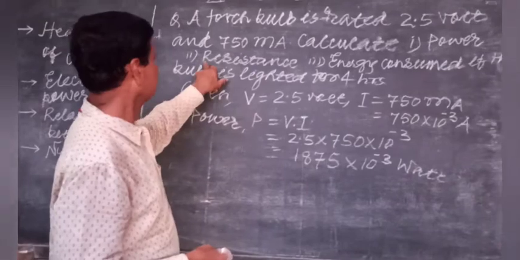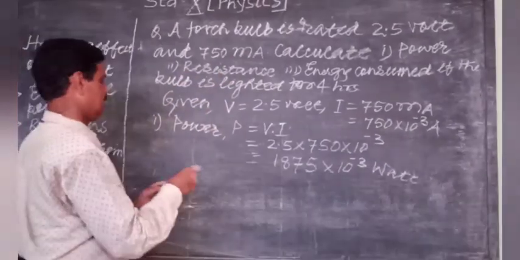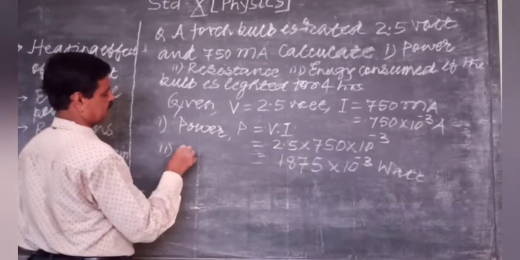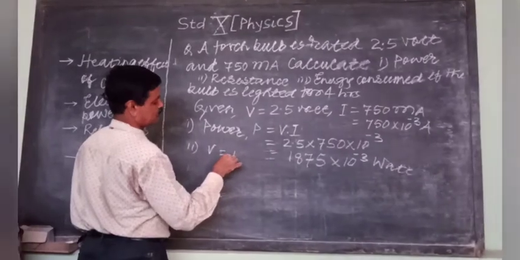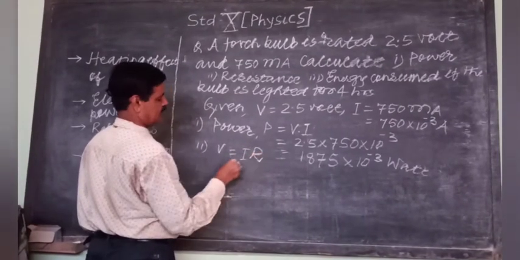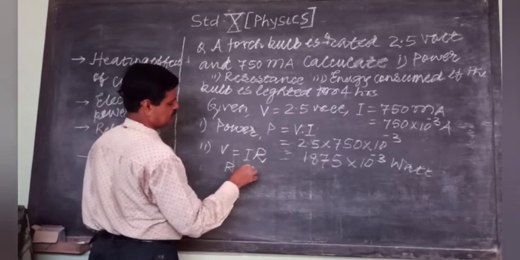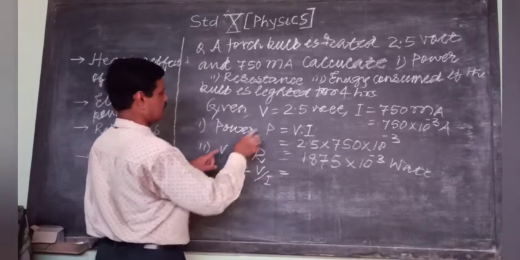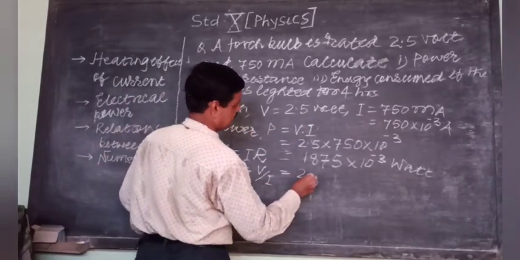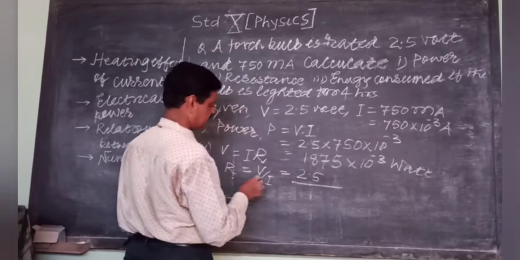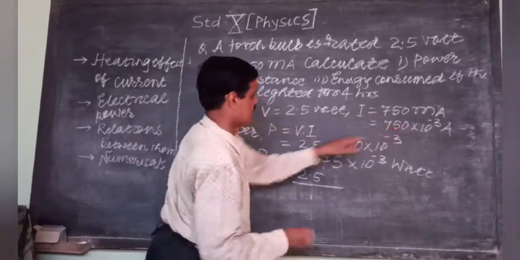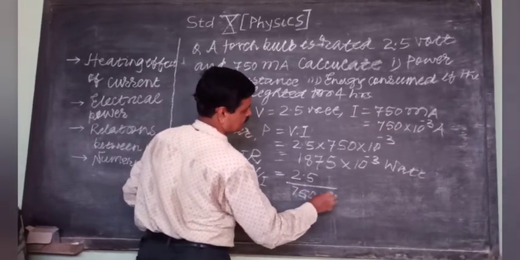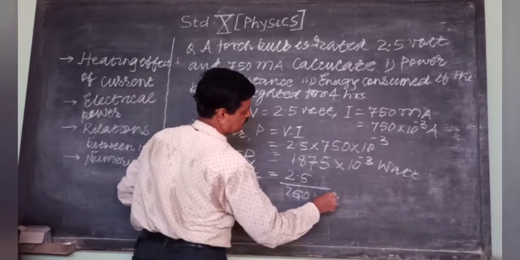Second item, that is resistance. Remember the formula for resistance. From Ohm's law, very clear, V is equal to, what was Ohm's law? I into what? R. It can be written as R is equal to V by I. The value of V is given, this is 2.5, by this is your I, 750 into 10 to the power minus 3.